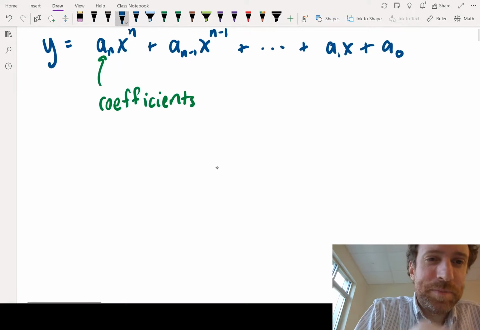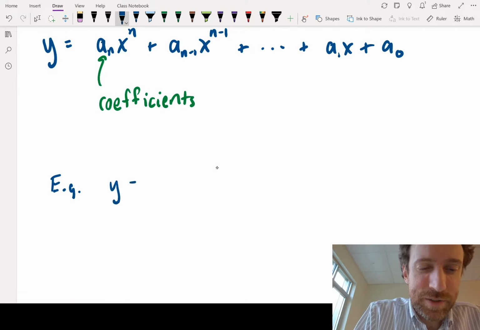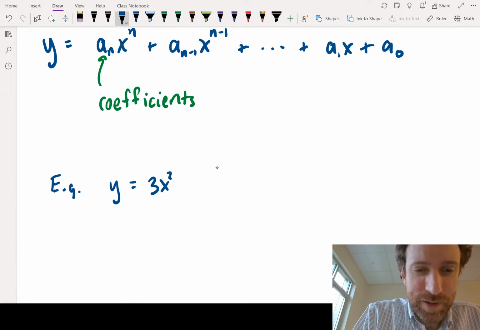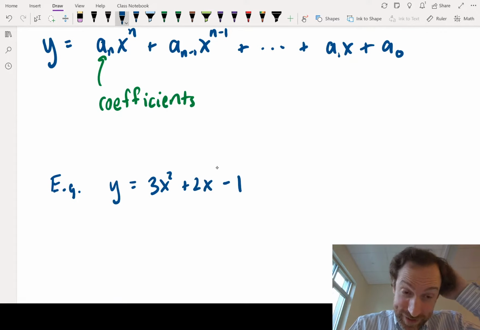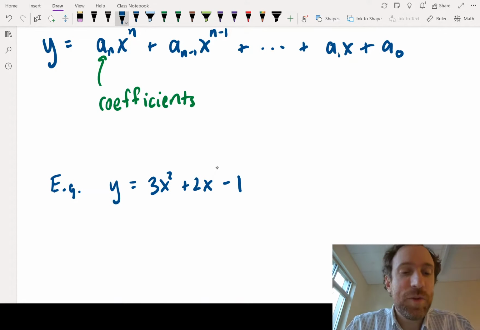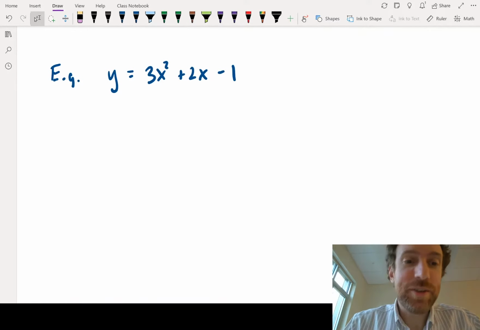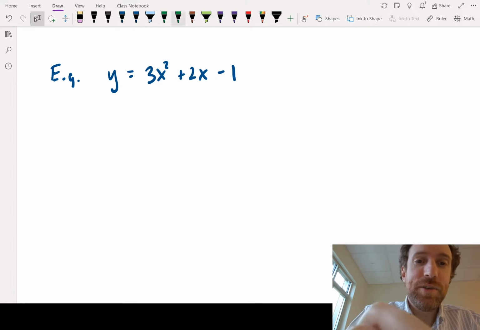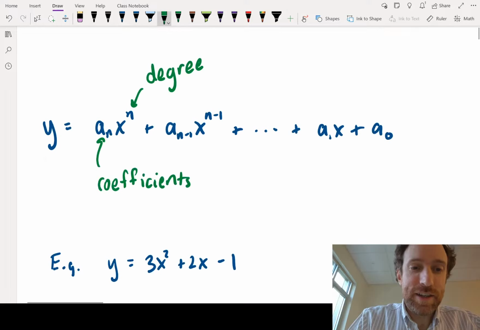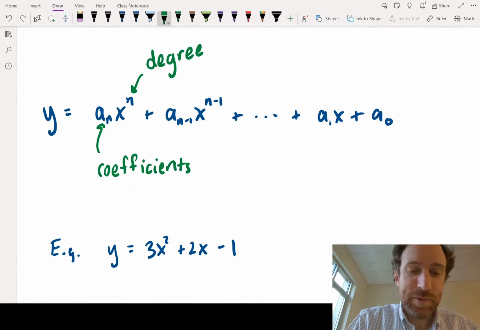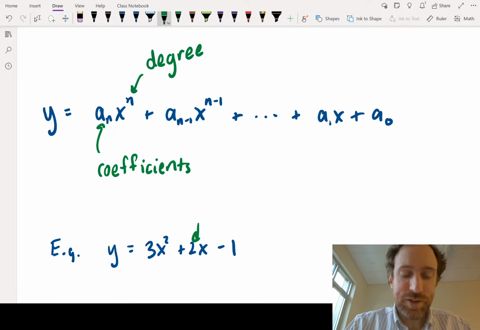So it's a bunch of powers of x added together with some coefficients in the front. So, for example, you could have a polynomial of degree 2, which would be 3x squared plus 2x minus 1. You see it's a bunch of powers of x added together with some coefficients. We call a polynomial of degree 2 a quadratic. You don't need to have all of these coefficients. Some of them could be 0. So for example, you could have 3x squared plus 0x minus 1, and that would be just fine.